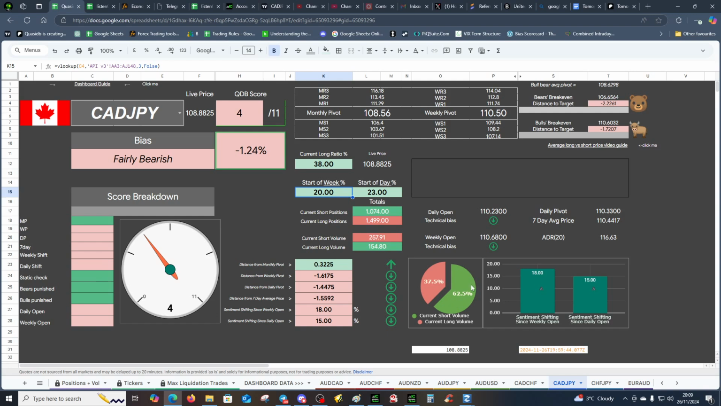So just a quick one on how to use the sheet with the trade signals. Okay.